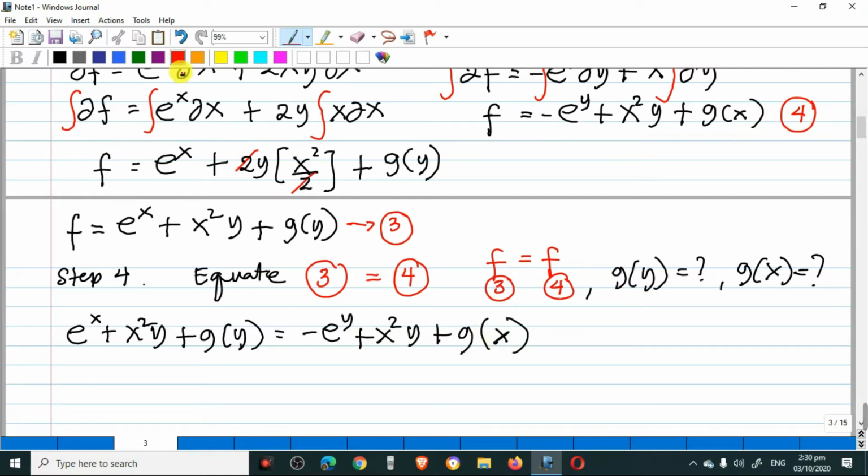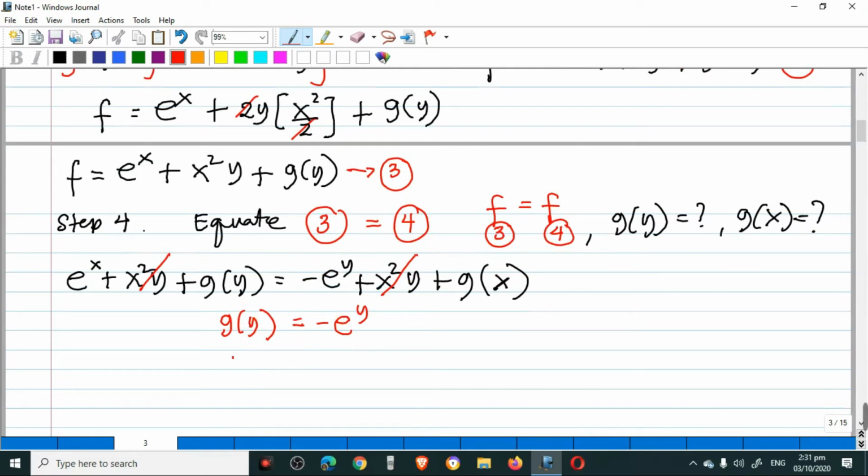Then, using yung ating basic simplification of equality of the equation, so x squared y will be cancelled out. Ang matitira sa left side is yung in terms of g(y). And ang g(y) natin, yung nasa right side, is in terms of y, yun yung magiging value mo. So, e raised to y. How about yung x naman? Since x is nasa right side mo, so g(x), kung ano yung value na nasa left side mo in terms of x, that is the value of your g(x). So, this is e raised to x. So, we have already value of g(y) and g(x).